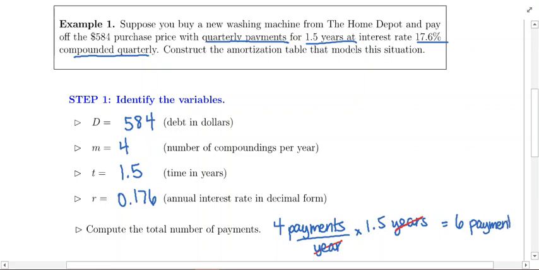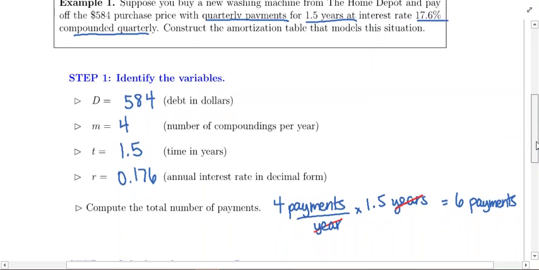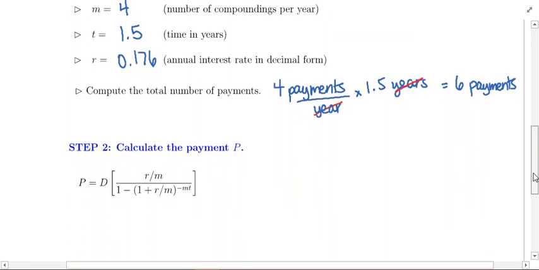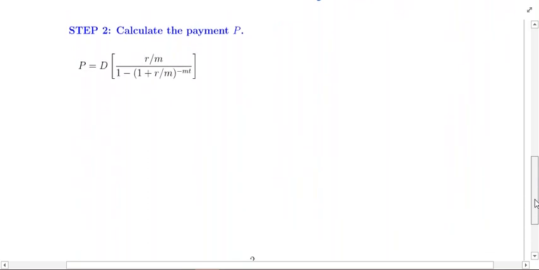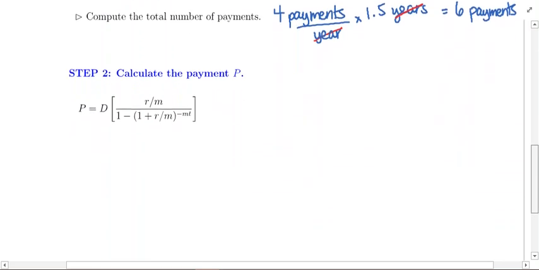We're going to take the variables and plug them into our amortization formula, and that's going to give us the quarterly payment that we need to make. It says calculate the payment P using these variables. So let's go ahead and plug everything in here.